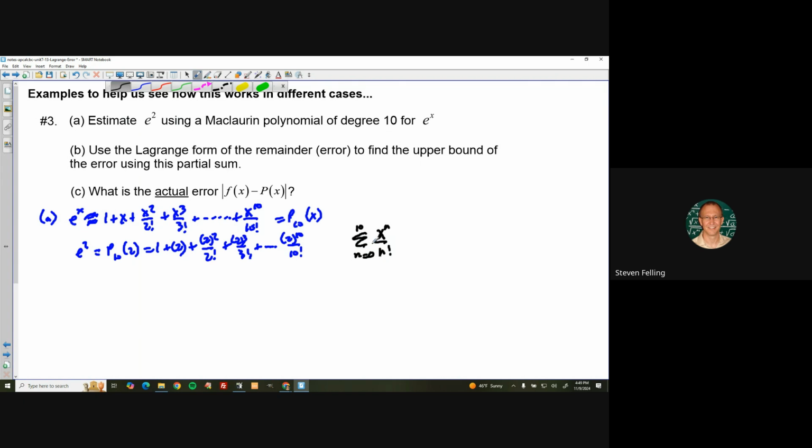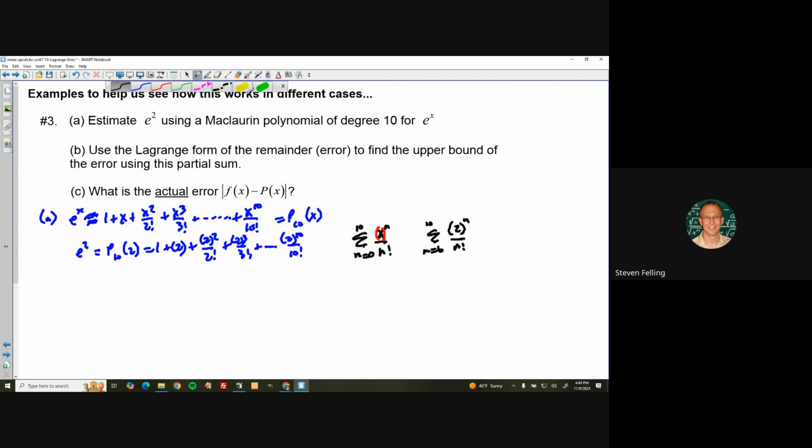If I just want to go to 10, does that reproduce this? x to the 0 is 1 over 0 factorial is 1. That gives me a 1. For the n equals 1 case, that's x to the first power over 1, which is x. Yep, sure enough. All right, so I'm going to plug in 2 for this x. So instead, I'm going to take the summation from n equals 0 to 10 with a 2 plugged in there.